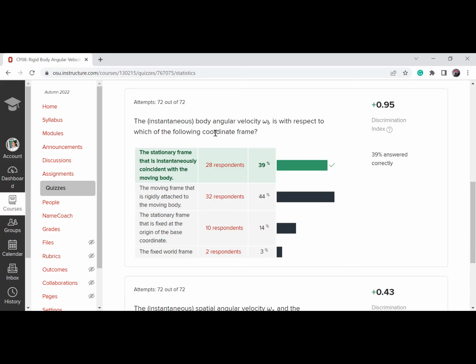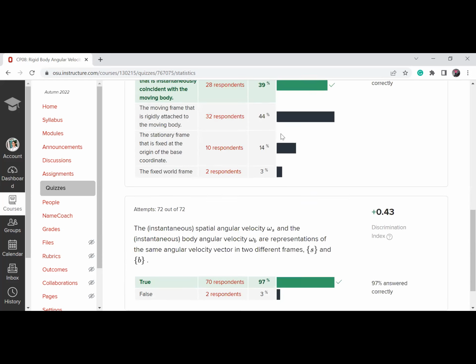So for that question, pay attention that it is the moving body. This one is the moving frame that is attached to the moving body. The frame is not moving relative to the body, and it's definitely not a fixed frame. And the station frame is the one that's fixed, so the body frame is not fixed anywhere. The body frame is on the body.